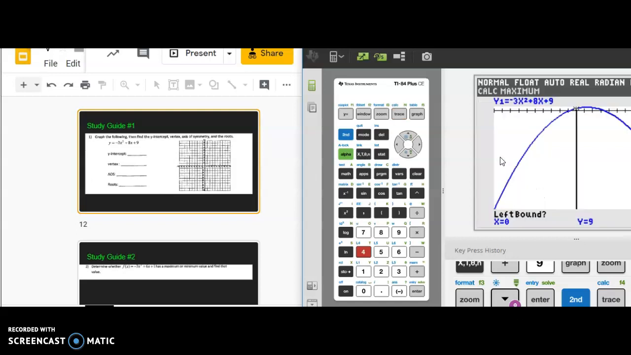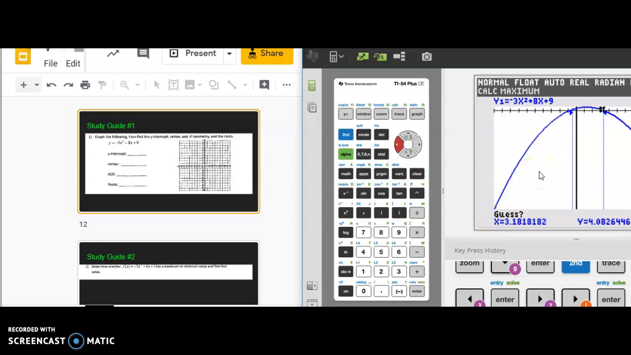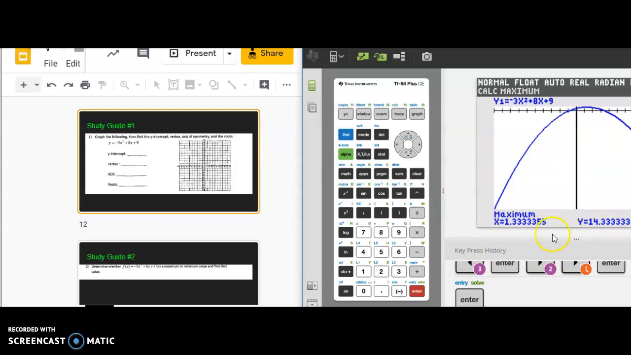case, so number 4. And if you see here, it says left bound, so make sure that your cursor is to the left of where you think the maximum is, and hit enter. And now here it says right bound, so make sure that your cursor is to the right of where you think your maximum is, and hit enter. And then we got to guess, so we go back to where we think the vertex is, hit enter, and it will give you this answer right here.